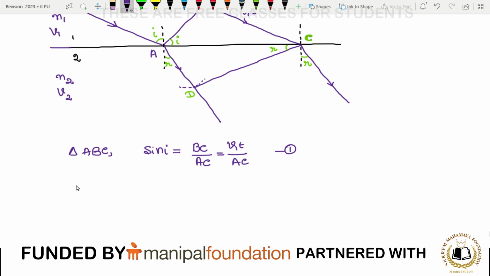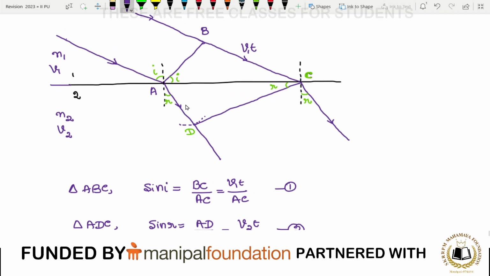Next triangle we'll take, triangle ADC. Sine R is equal to opposite side. What is that? AD, divided by the hypotenuse, what is that? AC. AD value how much here? V2 into T. AC value as it is. This is equation number 2. V1 is the speed of light in the air, and V2 is the speed of light in that medium. Rarer medium and denser medium.